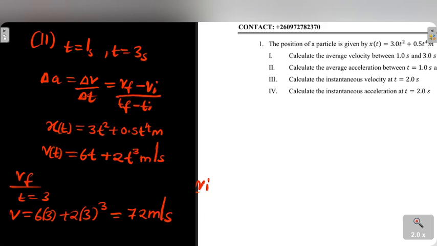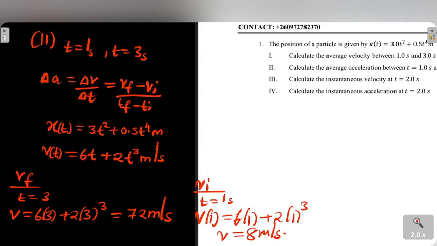Then the initial velocity, this is the velocity when t is equal to 1 second. So we substitute again what is t, we're going to substitute with a 1 so that we find the initial velocity. So we have 6 open brackets, we have a 1 plus 2 open brackets, you have a 1 to the power 3. So the velocity would be 8, that is meters per second. So that one becomes our initial velocity.